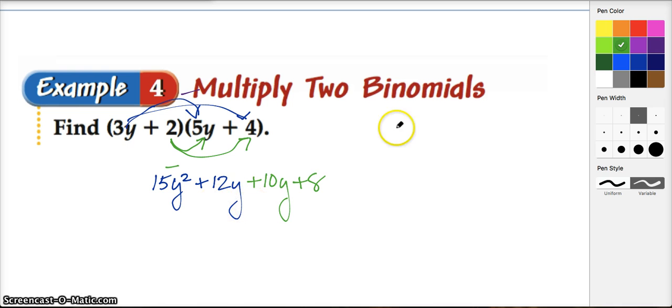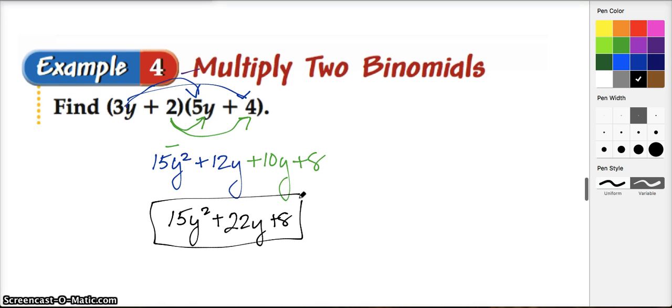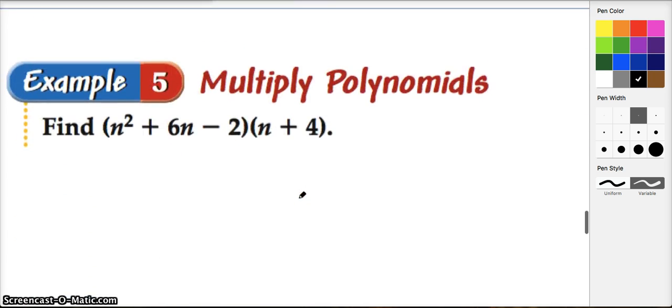And so now I'm going to join these like terms together. These y terms are the same. And when I do that, let's write it in black. 15y squared plus 22y plus 8 is my answer there. Not too bad, huh? All right. We have a couple more examples to go.